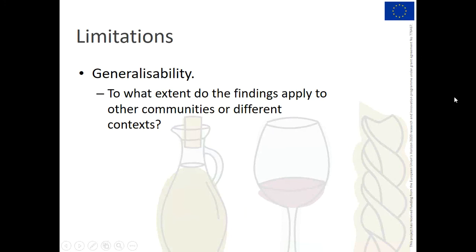So again, limitations, and the key one here is probably around generalizability. To what extent do the findings here or in the study you're doing apply to other communities or to different contexts? And how closely does the location or the context of your study match other places? I don't think it needs to be a problem, rather something that's reflected on. So be aware that your findings might not apply everywhere in every context, and it can be quite specific.